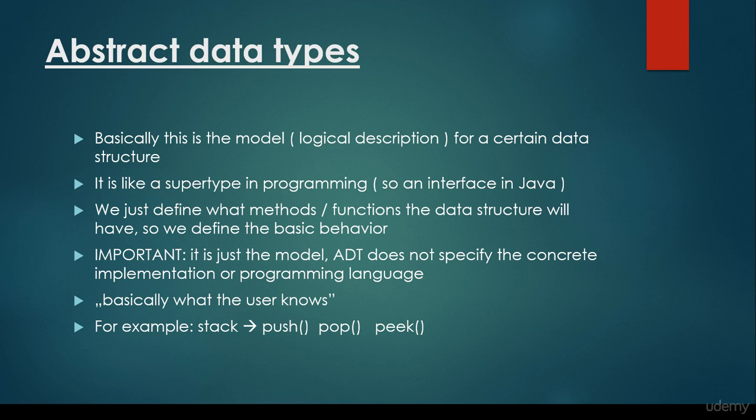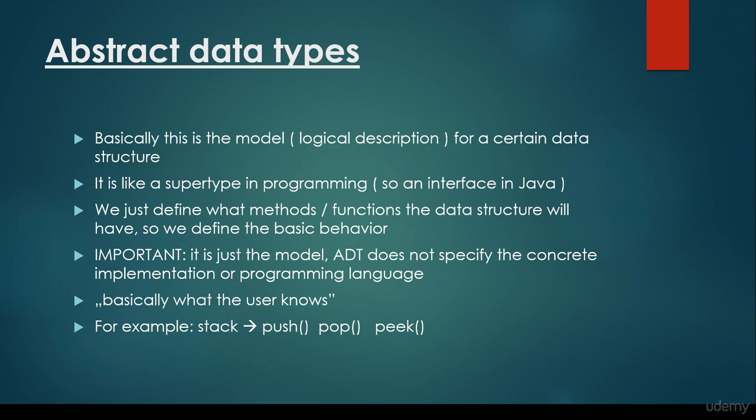What's very important is that it is just a model. The abstract data type doesn't specify the concrete implementation or the programming language. Basically, this is what the user knows. For example, we have the stack. We know that we would like to have three methods: the push method, the pop method, and the peek method. The push is going to add an item to the data structure. The pop is going to return and retrieve an item from the data structure, and the peek is going to return an item without removing it from the data structure.